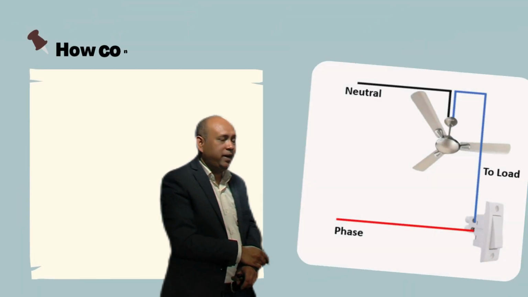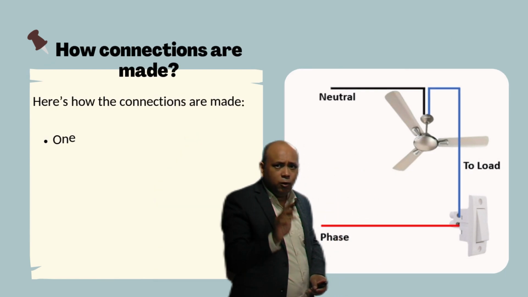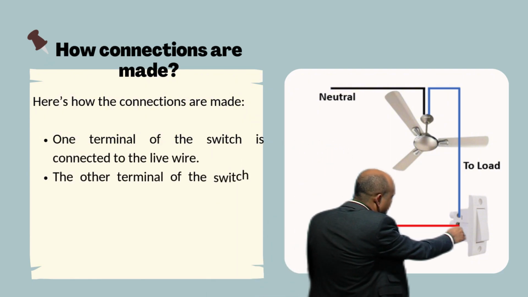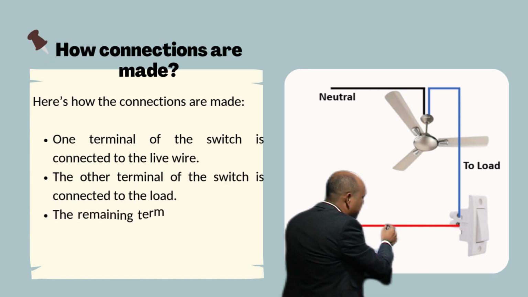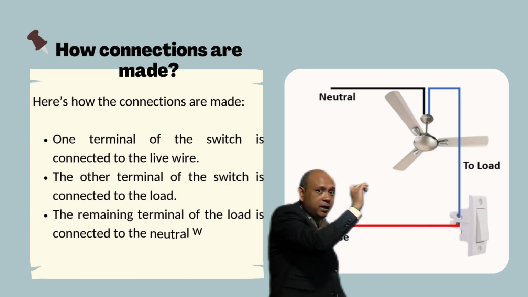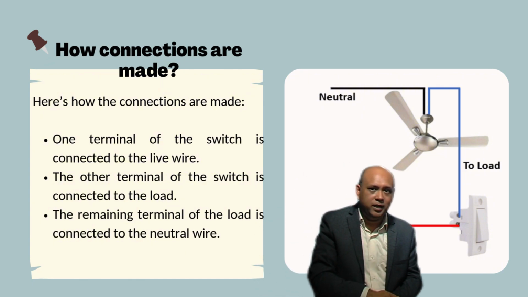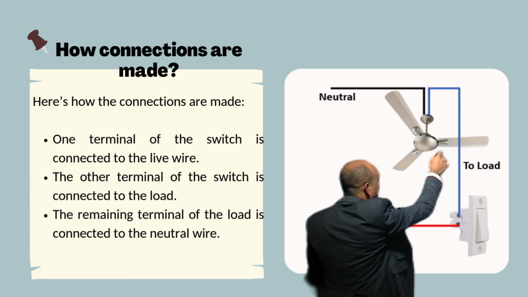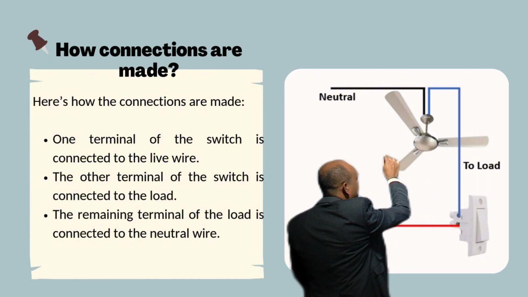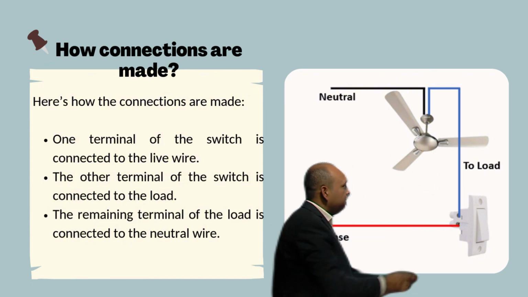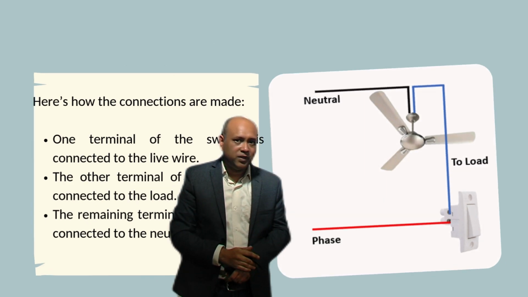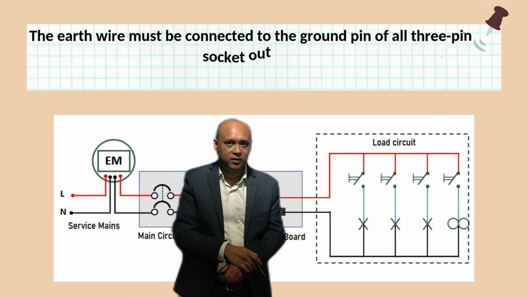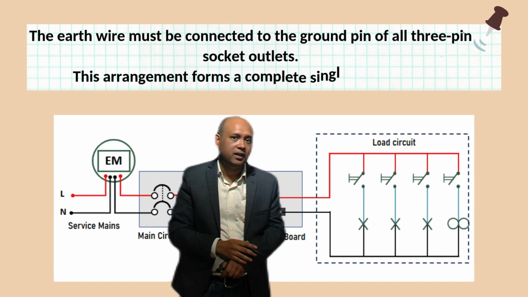Here's how the connections are made. This is the connection. One terminal of the switch is connected to the live wire. So here you can see that this is the switch. One terminal of this switch is connected to the live wire, which will come from the sub-circuit. The other terminal of the switch is connected to the load. So here you can see that this other terminal will be connected to the load, and the neutral that will come from the distribution board will go to the load. Now the earth wire must be connected to the ground pin of all 3-pin socket outlets. This arrangement forms a complete single load circuit.